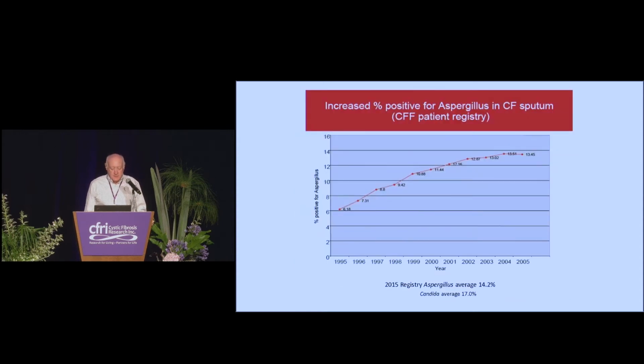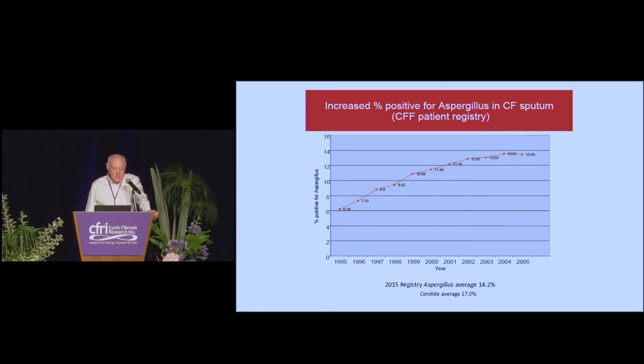So how common is it? This is one of the first problems that we have to deal with. The way most people answer that is to look at registry information. So like the CF Foundation registry in the US, there's also registries in many countries in Western Europe, and also Australia, New Zealand, where CF patients are mainly found. And these registries reflect information provided by people at the centers based on reports that they get from their microbiology labs, which are in turn based on orders given by the physicians at that center.